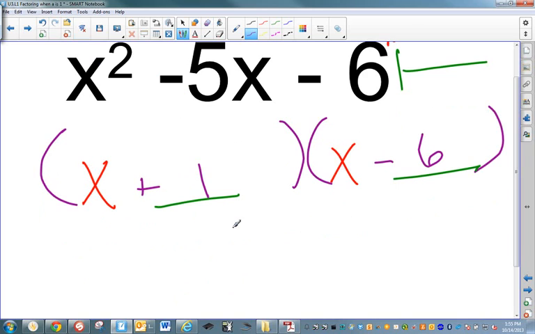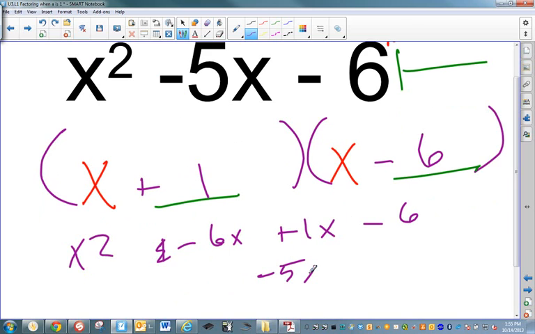x times x is x squared. x times 6 is minus 6x. Plus 1x minus 6. So that is correct. So a lot of you are writing down an answer and looking at me like, it's x minus 2, x minus 3, right? Just check it. Don't be lazy. Check your work. Next one.